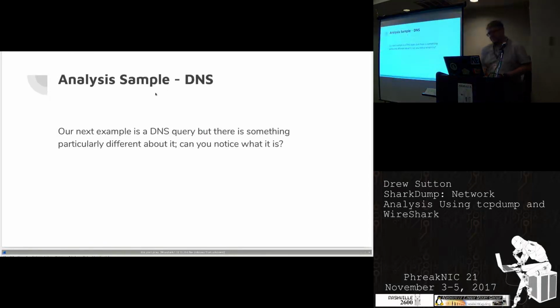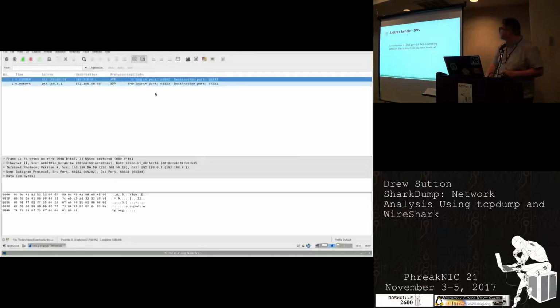So DNS, this is probably the one thing that I always end up troubleshooting a lot with tcpdump. We're going to look at a query, but there's something particularly different about it. And if anybody can read the slide, what's different about this DNS request versus another? Link? Nope, not the link. Port? Port. So DNS, being a fairly standard protocol, would typically run over UDP 53.